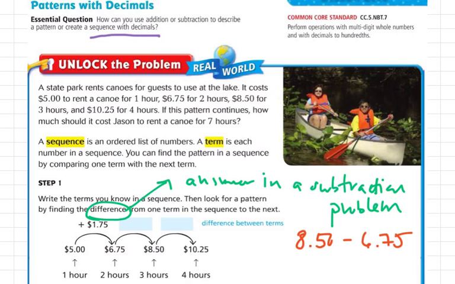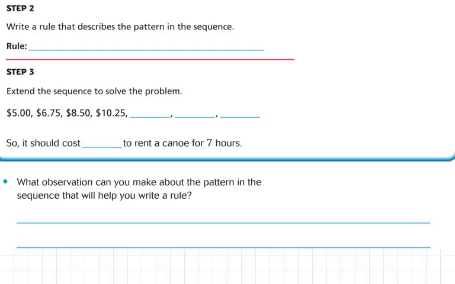So we're going to put down plus $1.75 in the next box. Now we're going to go on to the last one. $10.25 minus $8.50. Is that also $1.75? Yes, that is $1.75. So when we find out the difference between the terms, we put it in the blue box. So we know that as this pattern increases, for every additional hour, it's $1.75 more to rent a canoe.